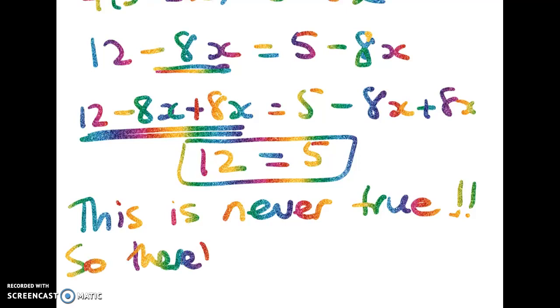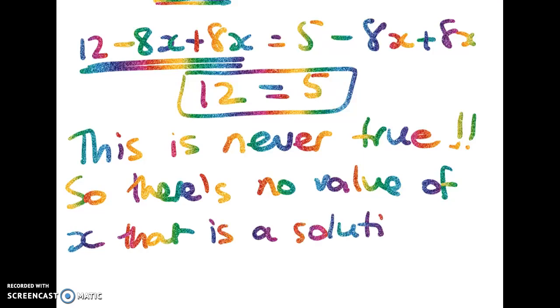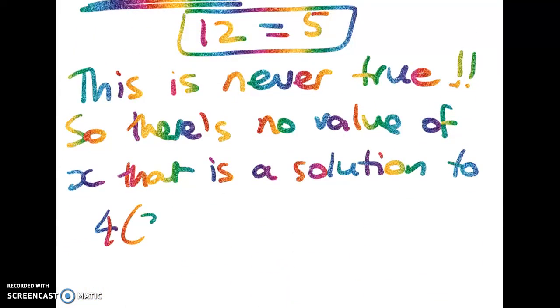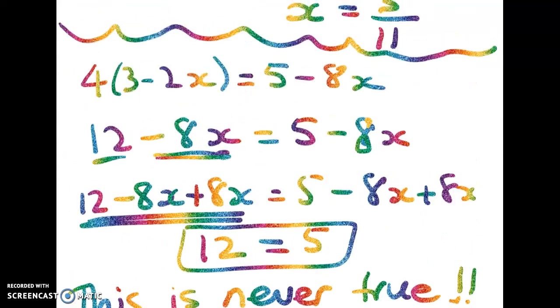So there's no value of x that is a solution to my original equation, which was 4 times (3 minus 2x) equals 5 minus 8x. So when you first look at this, you can't see that straight away. But as soon as you've expanded out those brackets, you see when we go back up here that you've got 12 take away 8x is the same as 5 take away 8x. Okay, so that just doesn't make sense. There are no x values that make that true.